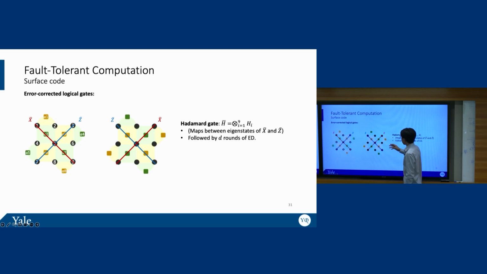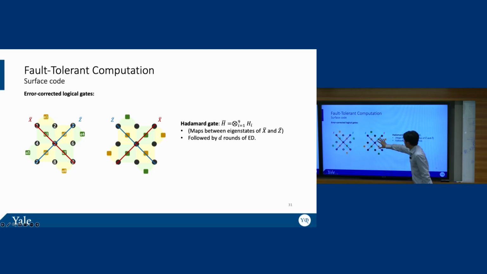logical Hadamard. That is to say, if I have a logical X on qubits 1, 5, 9, because I applied the Hadamard gate on 1, 5, 9, it turns into a logical Z. And that's exactly what my logical Z is. So that's also exactly how I want my logical Hadamard to perform, to map between logical X and Z. So physical Hadamard on 9 qubits suffices. There's a catch, of course.